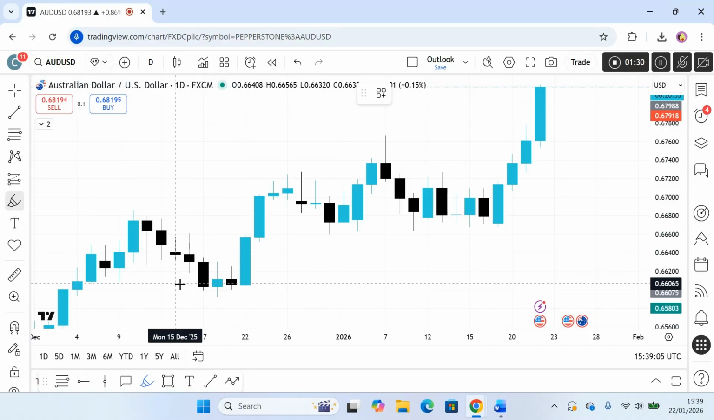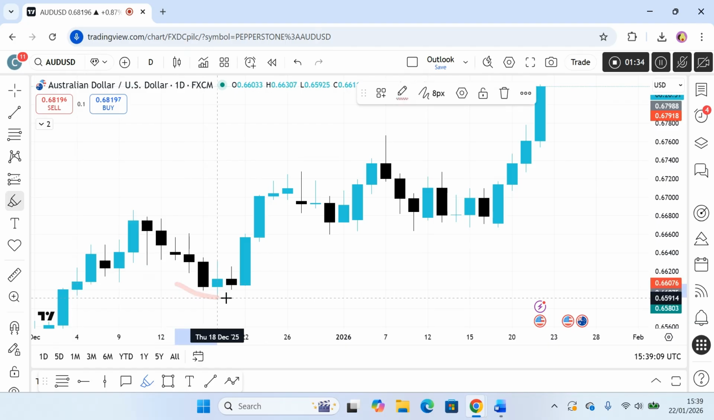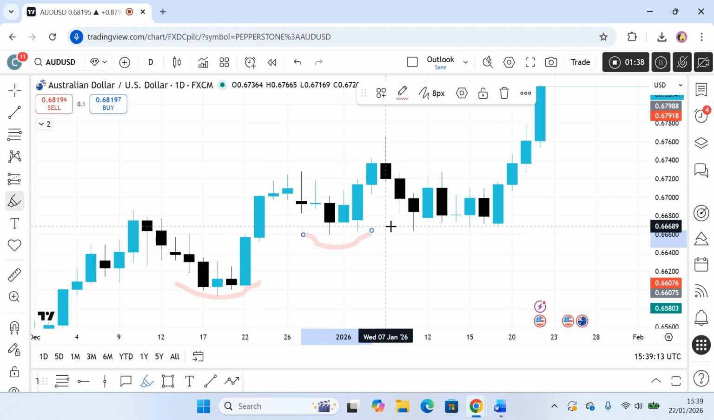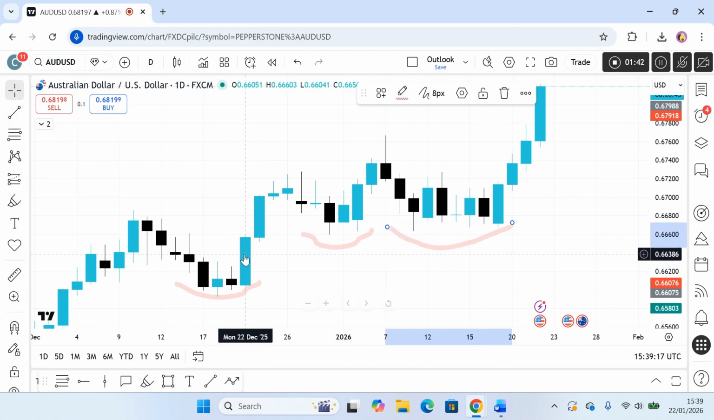That's due to the fact that we can see that it is making higher lows. So this low here, this low right here, and this low right here. So it's clear as day that this pair is trading higher, so the Australian dollar is strengthening at a faster rate than the US dollar is.